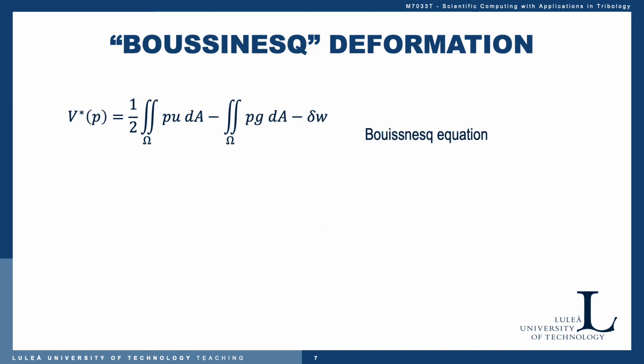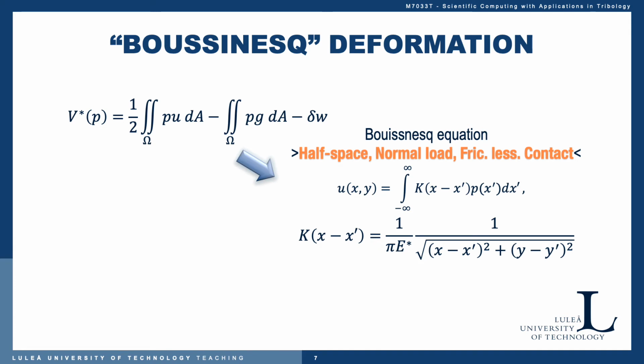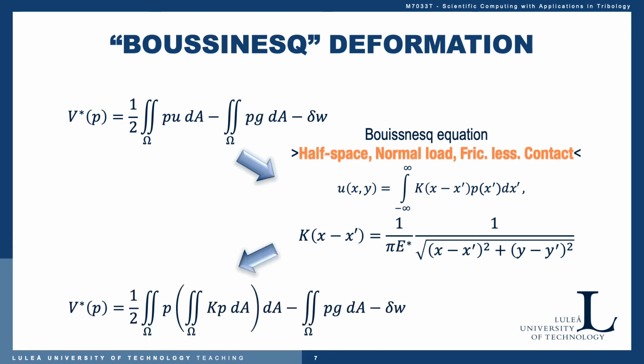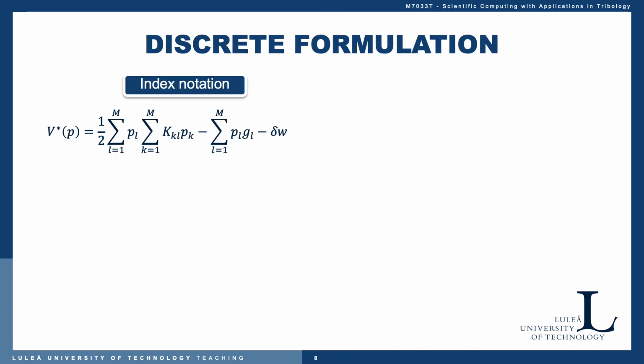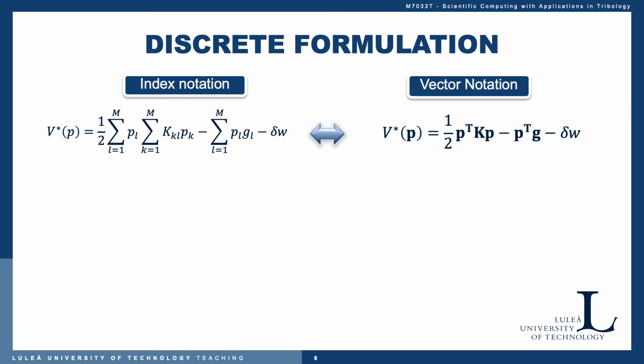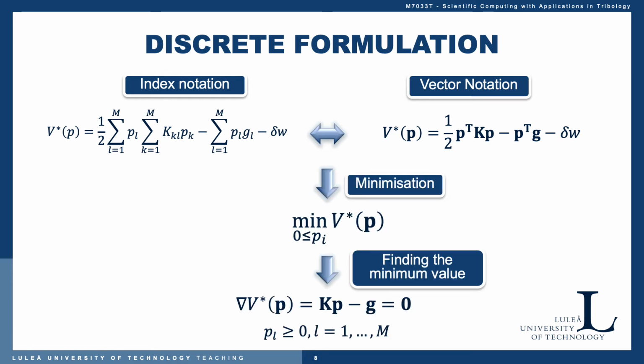We also remember that the total complementary potential energy formulated this way may be extended to include the Boussinesq equation for the deformation, here for a 3D half space. In index notation it looked like this. And in matrix notation, the quadratic form is very clear. When we minimize, we find the values where U, or Kp, which is the elastic deflection, minus G is 0. And that's exactly where we have contact between the surfaces.